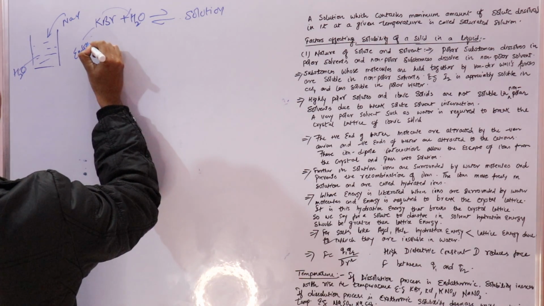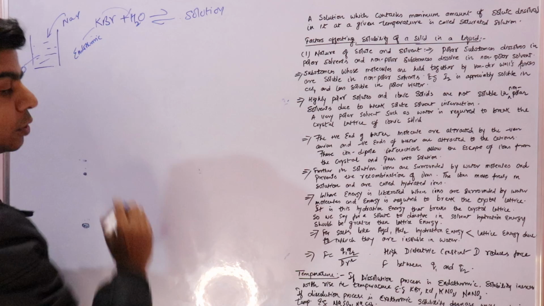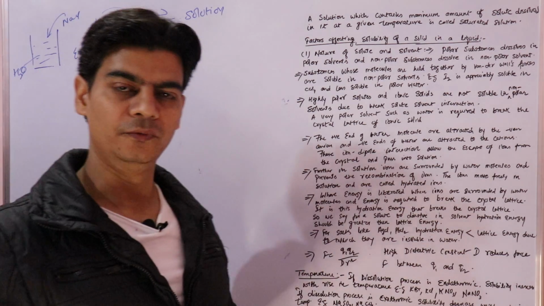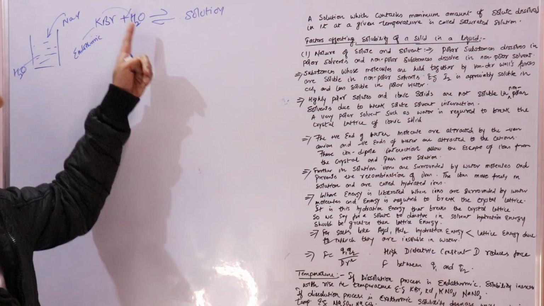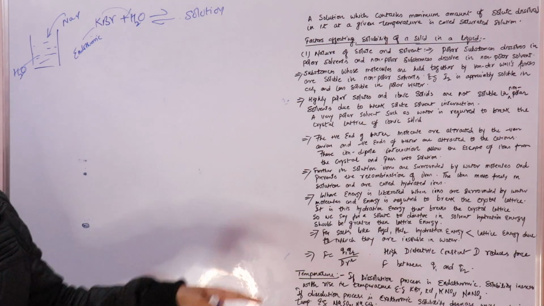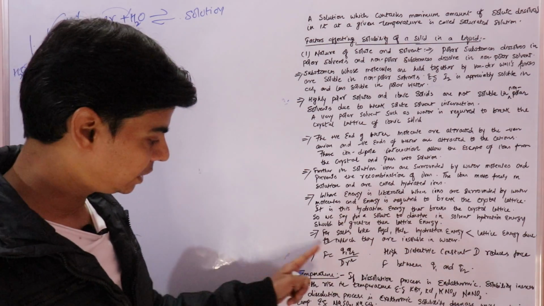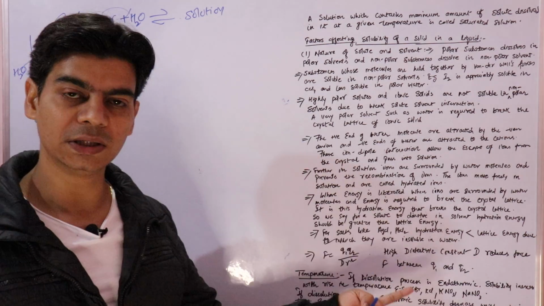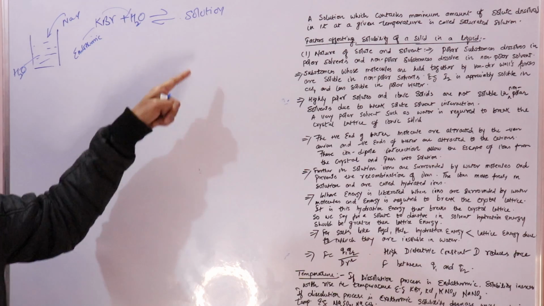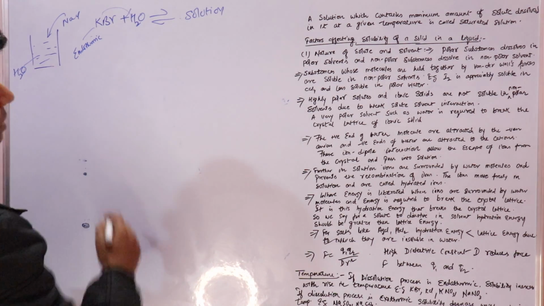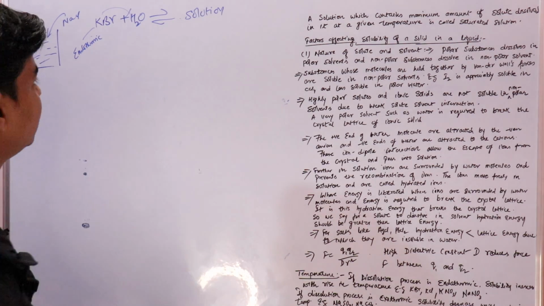What is an endothermic process? The process where heat is absorbed, right? So when we dissolve potassium bromide in water, heat will get absorbed, right? And we say that when the temperature is increased, the solubility of potassium bromide will increase, right? So let's understand the reason why it increases.